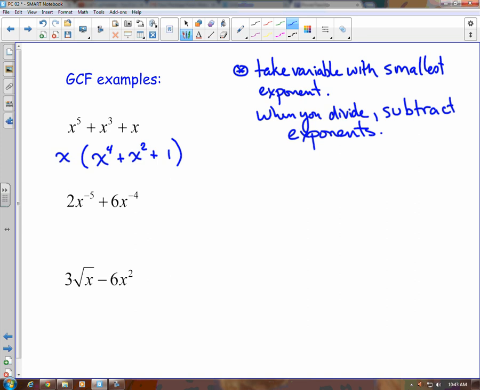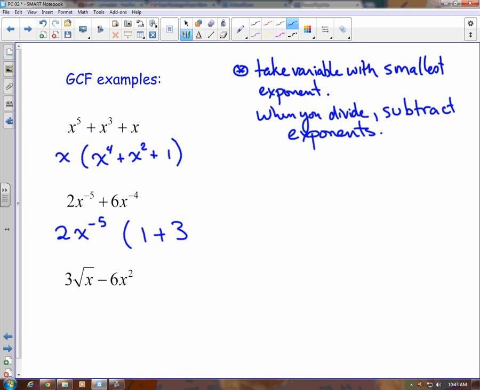So 2x to the power of 5 plus 6x to the power of negative 4. What I want to take out is the common factor in terms of the number, so that's going to be 2. And then I want to take out the variable that has the smallest exponent. Okay, so that's going to be x to the power of negative 5. Right, because negative 5 is smaller than negative 4. And then what that gives us when we do our common factor, well, first of all, 2x to the power of negative 5 divided by itself is going to leave us with 1. Oops, plus. And then 6 divided by 2 is 3.